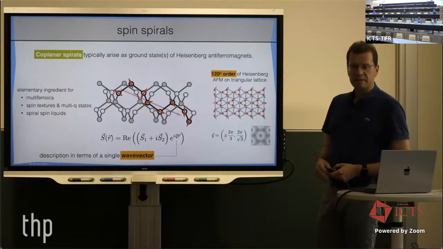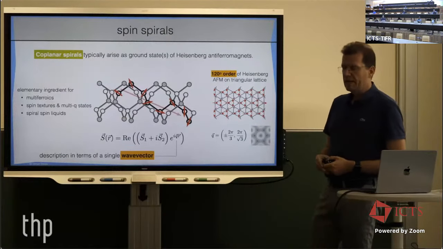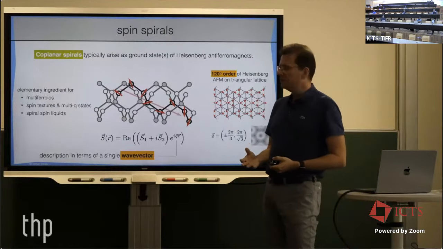But there are interesting antiferromagnets where you have more than such a small number of Q points that actually describe the ground state manifold.